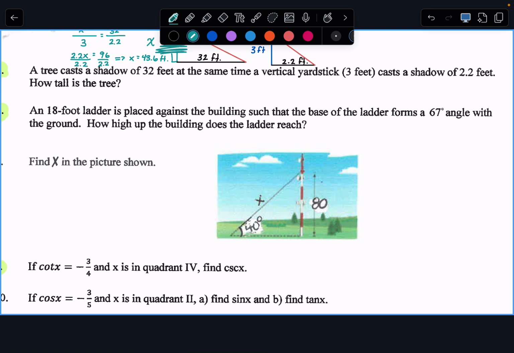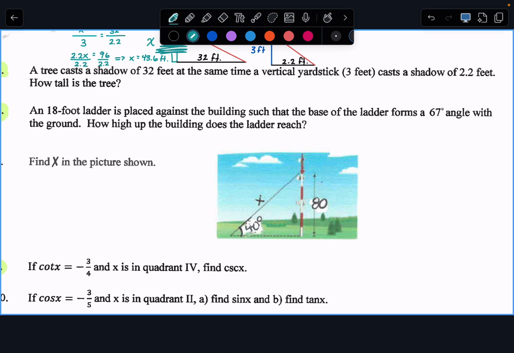So this would be the ladder, such that the base of the ladder forms a 67-degree angle with the ground. So 67 would need to be here. How high up the building does the ladder reach? So you'd be looking for that. It would be something like that.